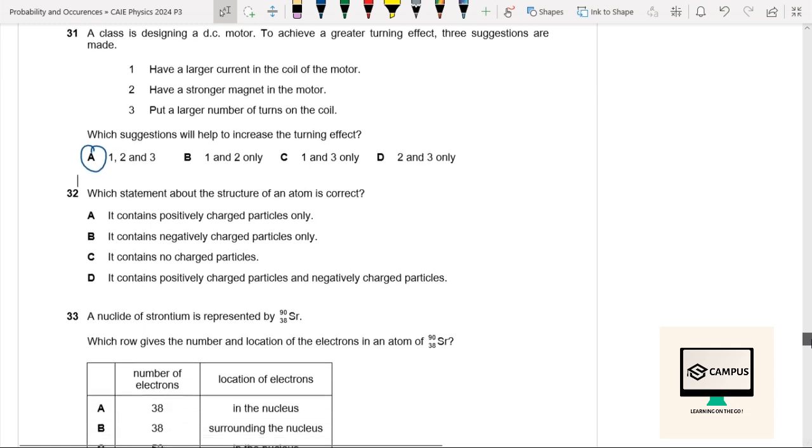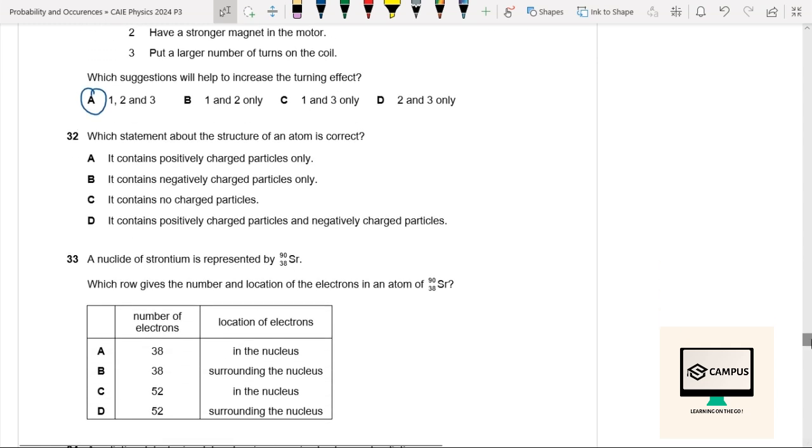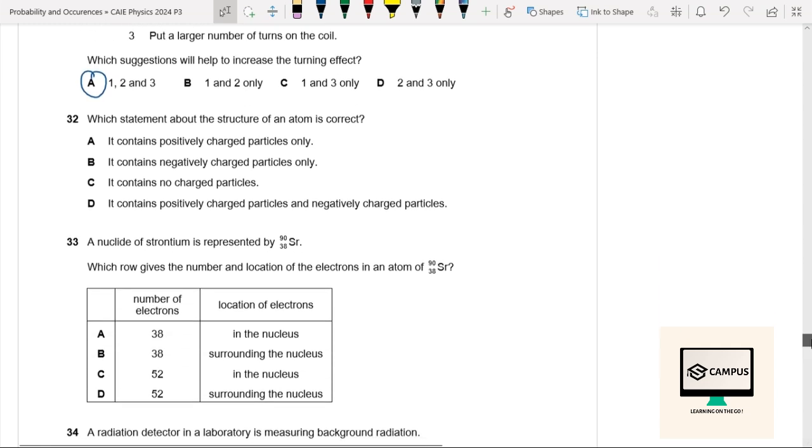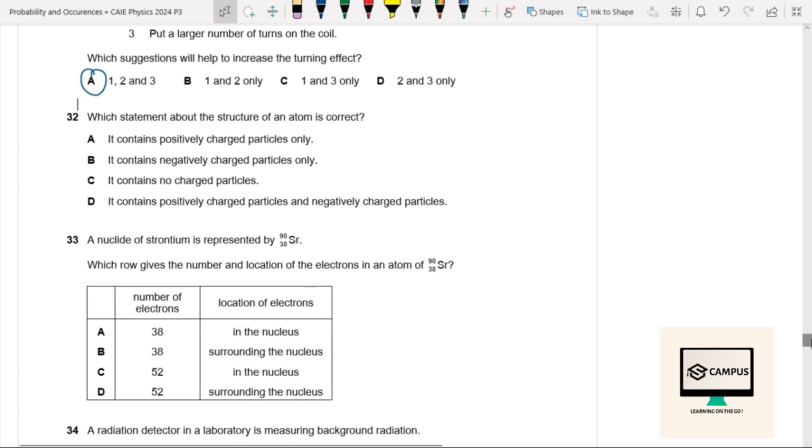Which statement about the structure of an atom is correct? Does it contain positively charged particles only? No, there are electrons as well. Negatively charged only? No. It contains no charged particles? That's absurd. It contains positively charged particles and negatively charged particles. Yeah, D is the right answer.